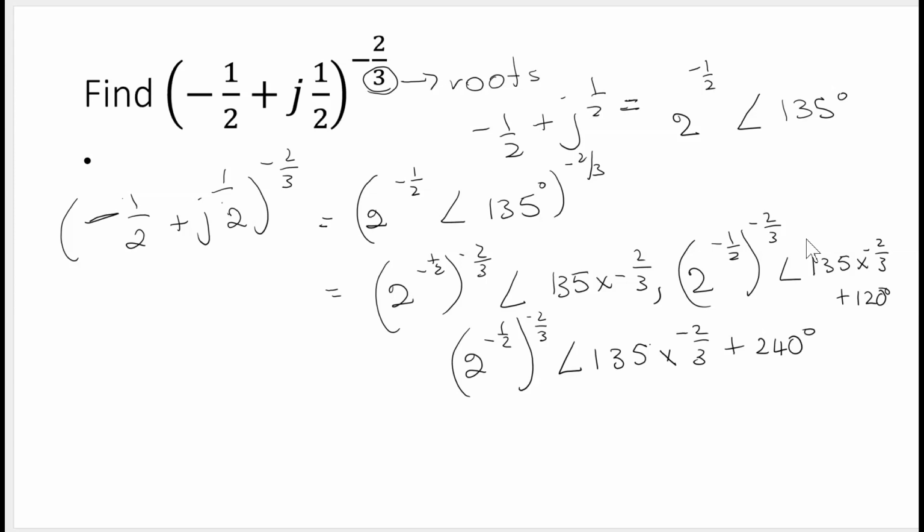And we can tidy all of that up. 2 to the negative a half to the negative 2 over 3 is equal to 2 to the power of a third. Angle, the first one is negative 90. The second one is the same length, but angle 30. It's 120 difference. And the last one, 30 degrees plus 120 is 150.